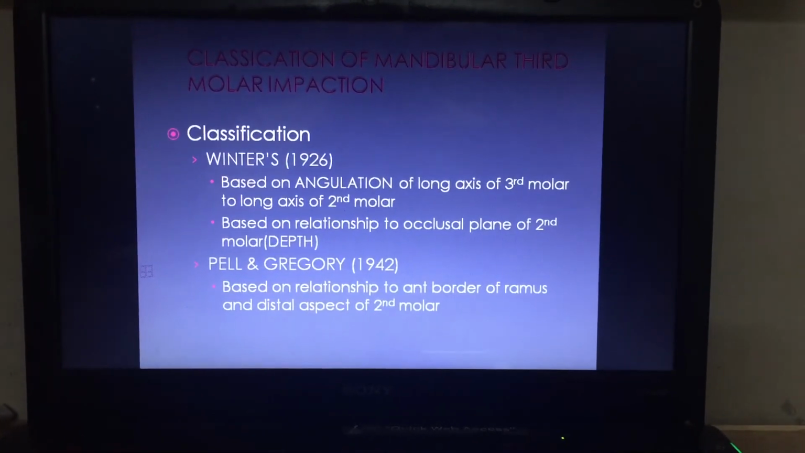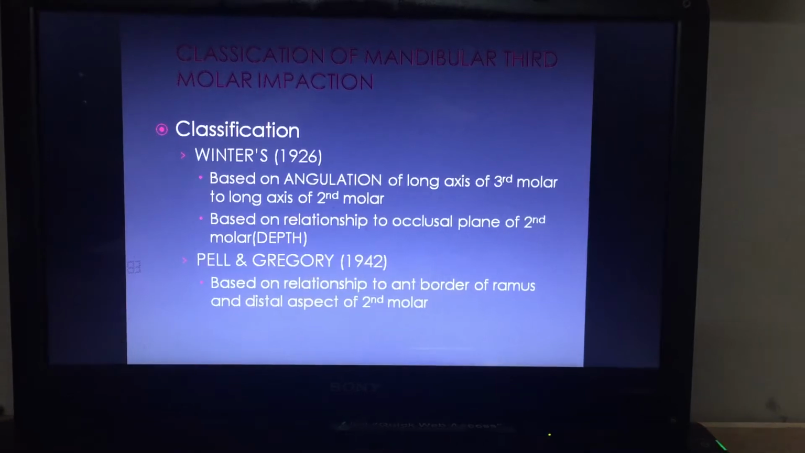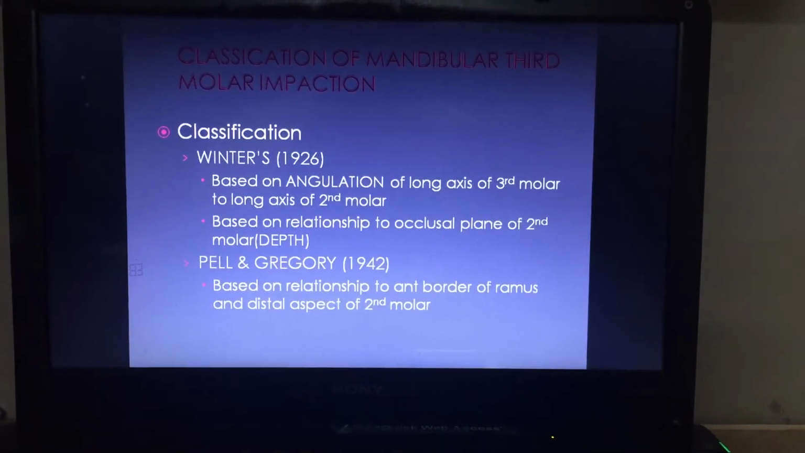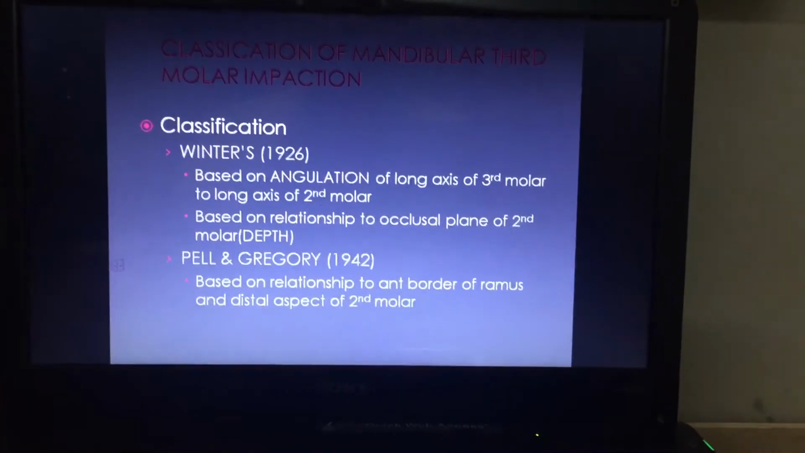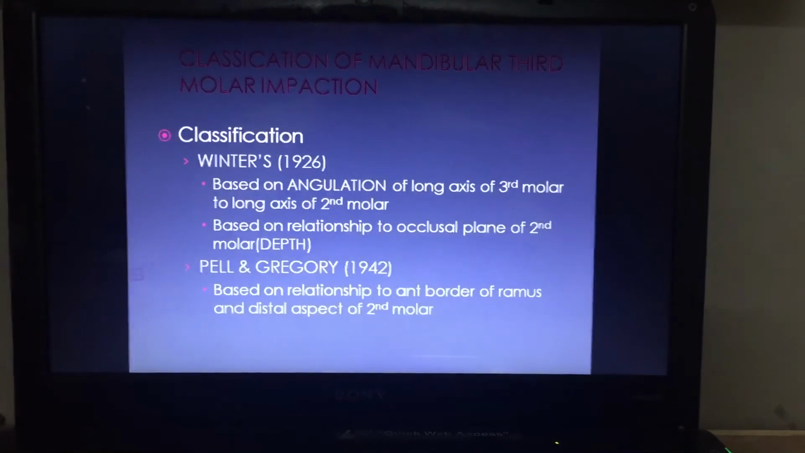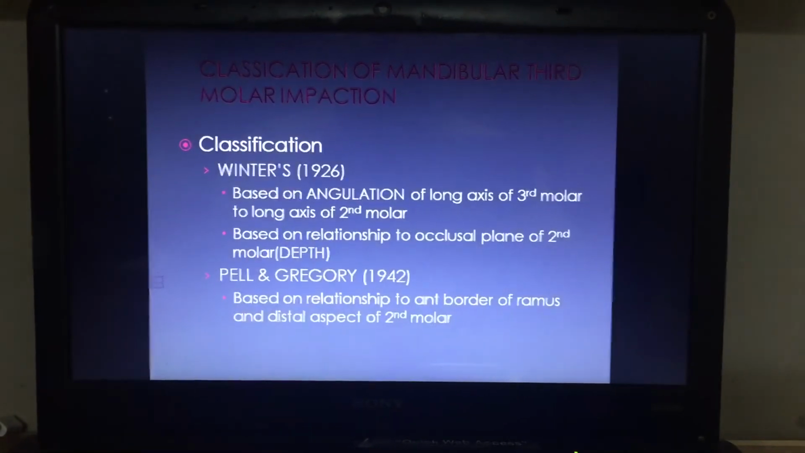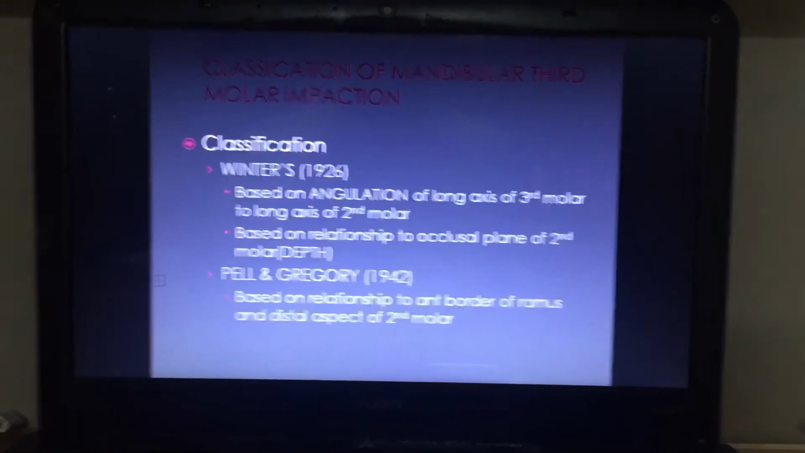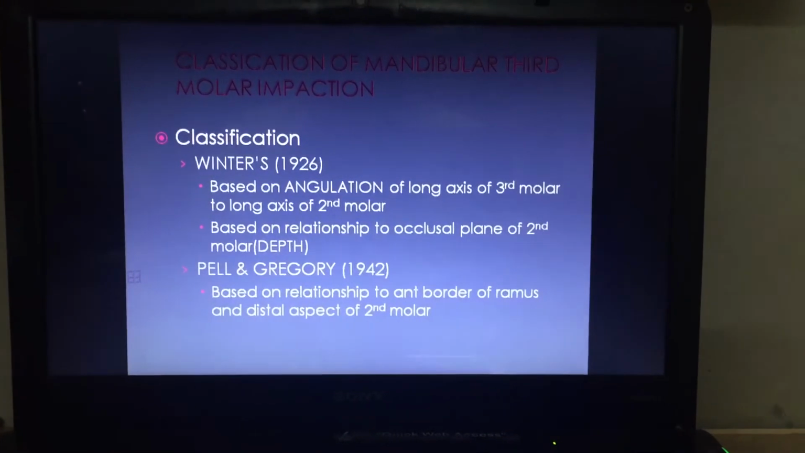Second, based on relationship to the occlusal plane of the second molar. That means this was needed to define the depth, whether the third molar is close to the occlusion, below the occlusion, or totally inside the bone. This classification part was given by Winters in 1926.